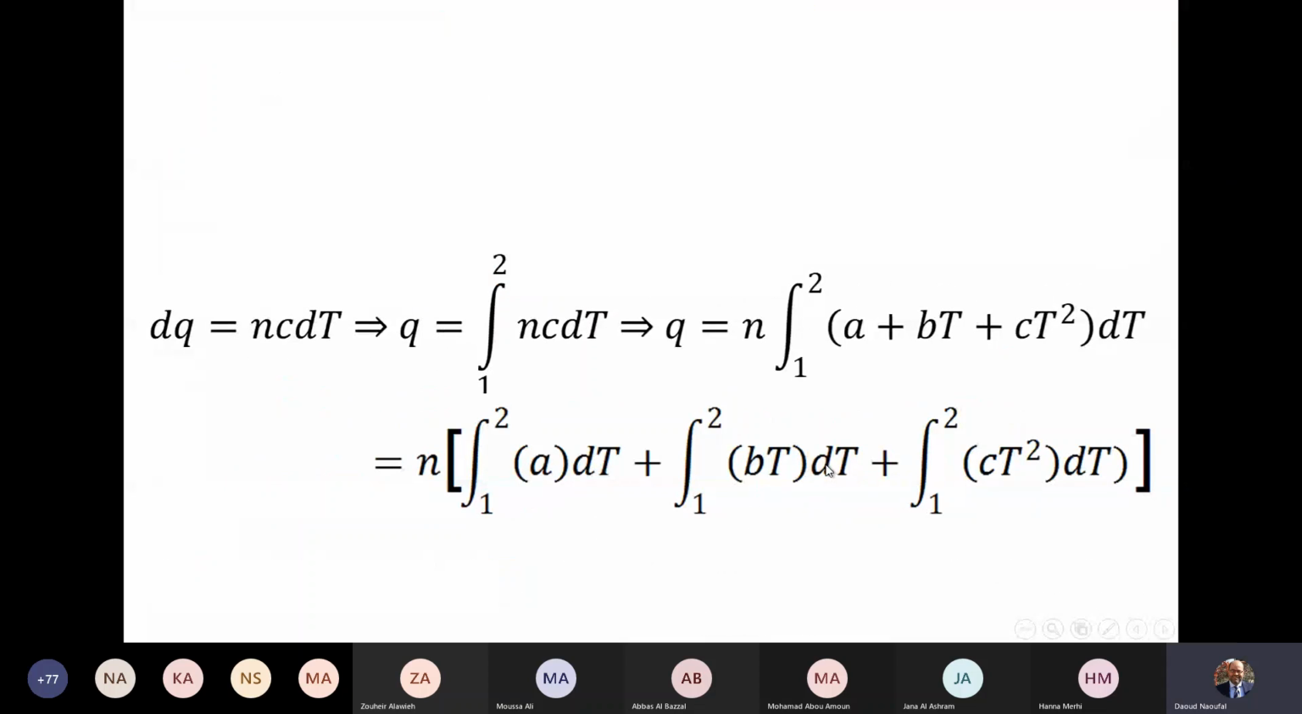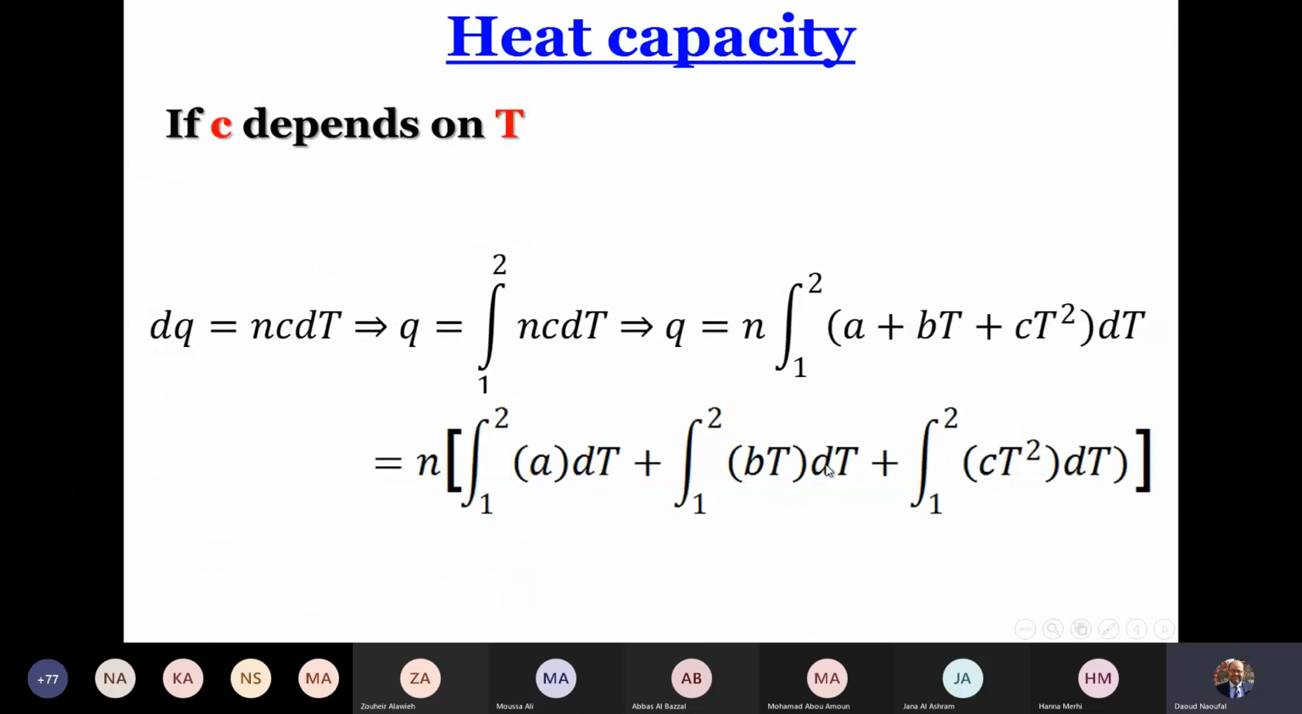The second case: if C depends on T. So C is a function of the temperature. For example, suppose C equals A plus BT plus CT². We apply the relation dq equals NC dT, which implies the integral of dq from 1 to 2. So we obtain Q equals the integral from 1 to 2 of NC dT.